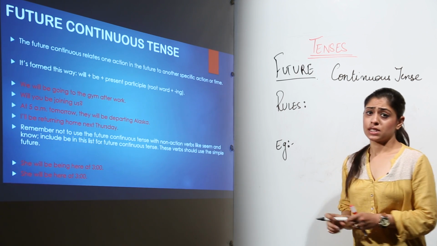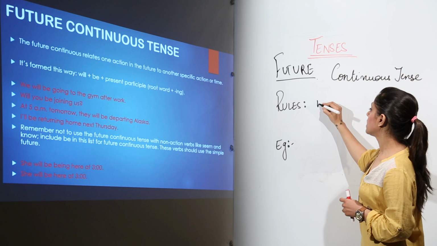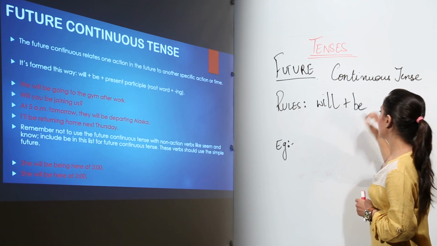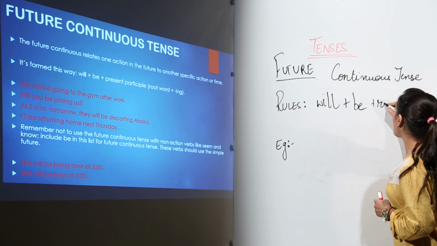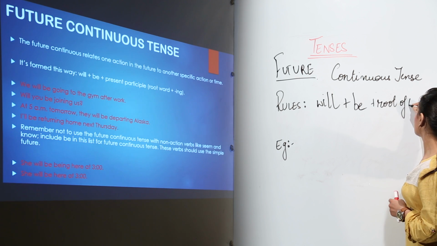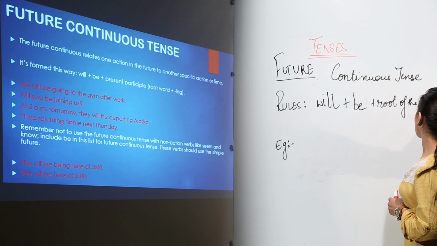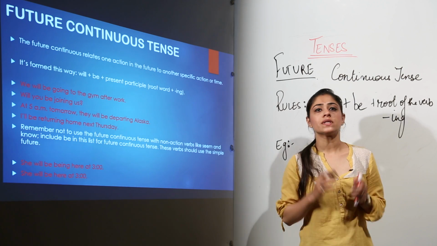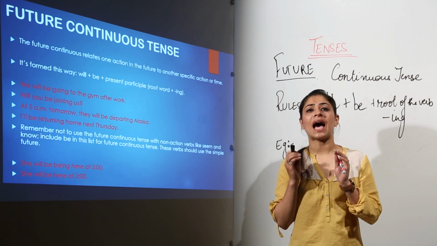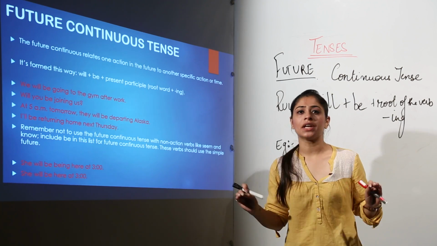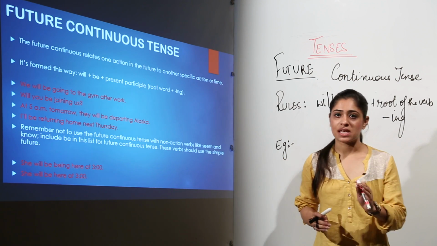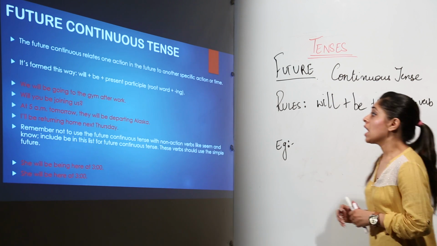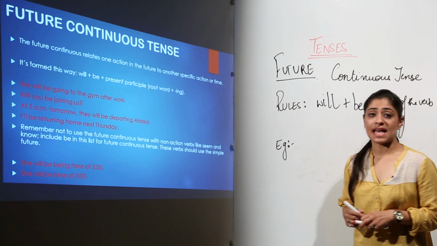Future continuous tense. The rules are implied as where we'll add will plus be plus root form of the verb with ing. Remember always, in continuous tense, the root form of the verb with ing is a stagnant thing. It remains the same in present continuous tense, past continuous tense and future continuous tense. Now, let's have a look at the example.